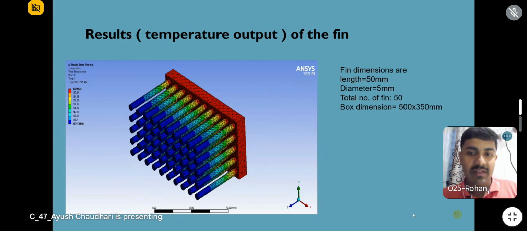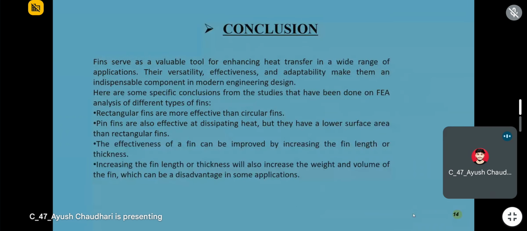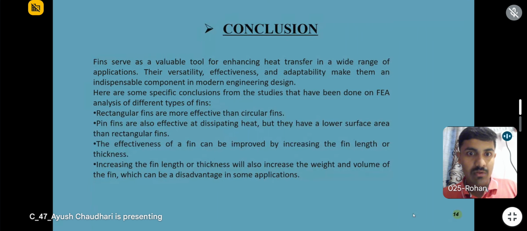So please continue. So the conclusion will be told by Ayush.